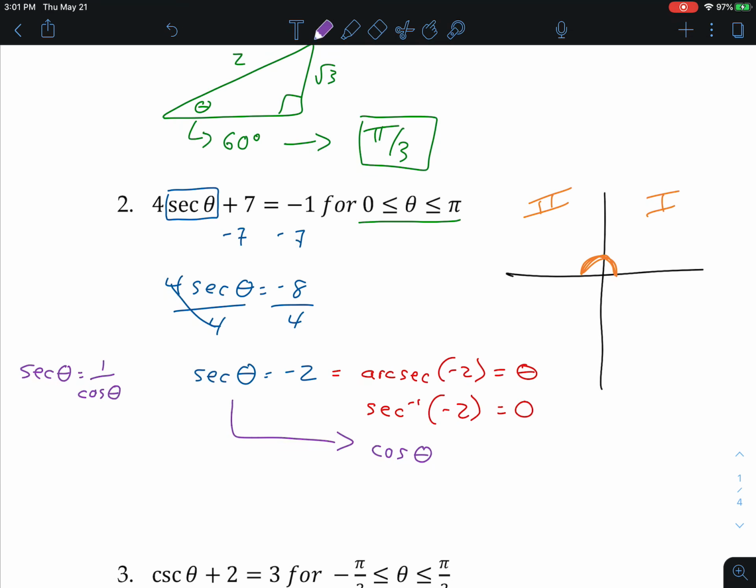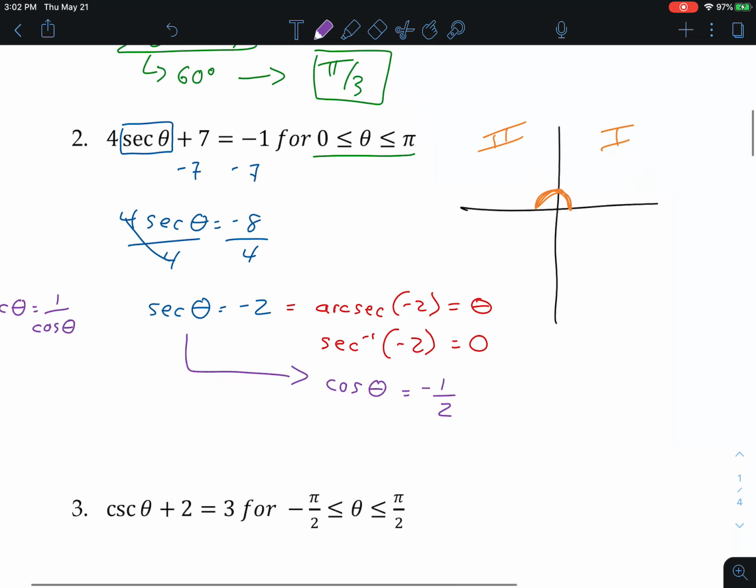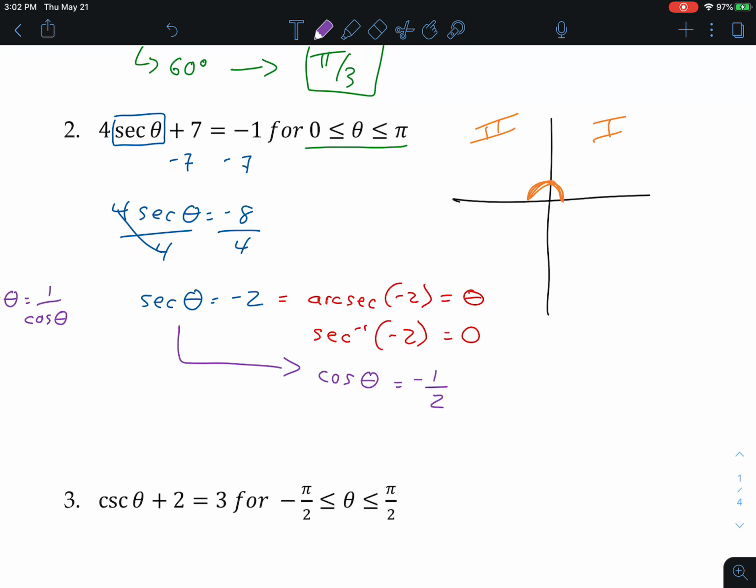Instead of writing secant equal to negative 2, I'd write cosine is equal to negative 1 over 2. If I flip secant to be cosine, I have to flip the negative 2 to be a negative 1 over 2. I like to do that. It's easier for me. If you want to leave it as secant, that's fine.